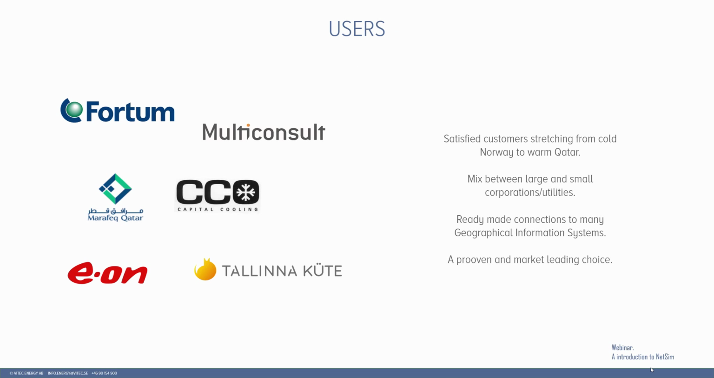Some of the users today: we have both district heating and district cooling grids. We have small and large utilities and corporations. So the customers really stretch from the very northern part of Norway down to Qatar, where we have one of the biggest cooling grids in the world. We have ready-made connections to a few grid information systems. So that's a quite easy way to implement this model from geographical information data that you have today.